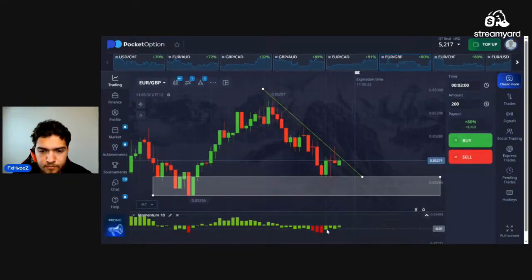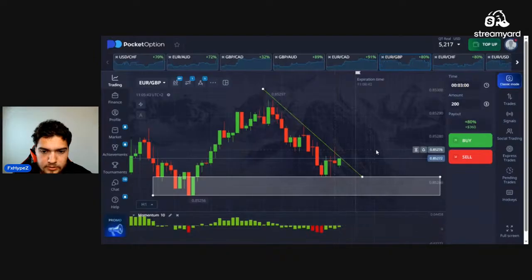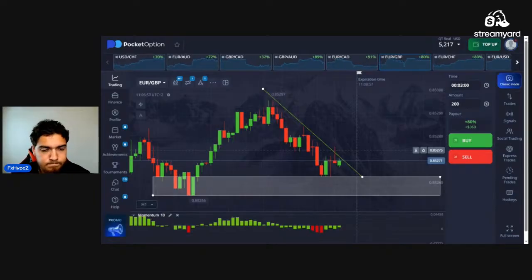Momentum is green, although it is below the 0 level on the momentum indicator. But if we do get a firm trend line break, I will look for a 3-minute buy position. Patience is key. Okay, price is just consolidating at the moment, really.